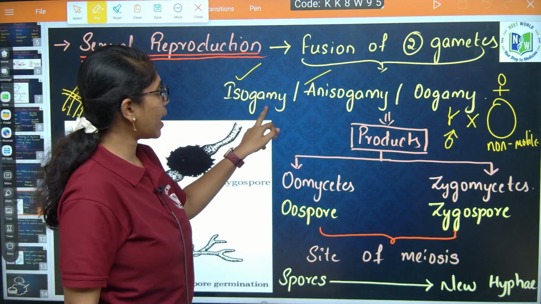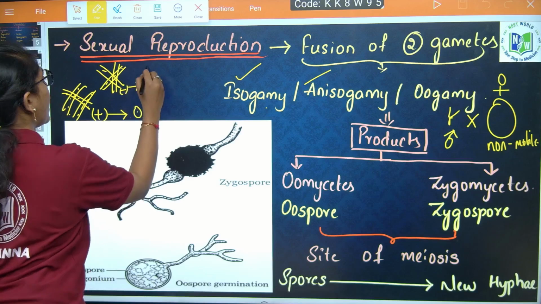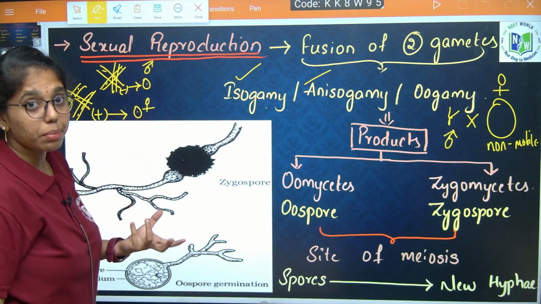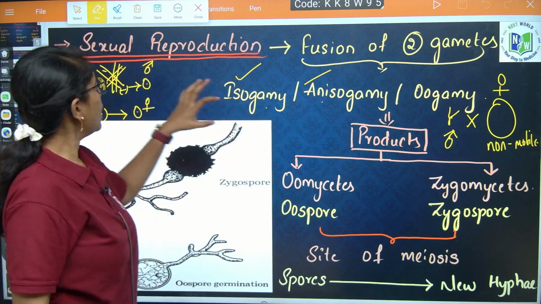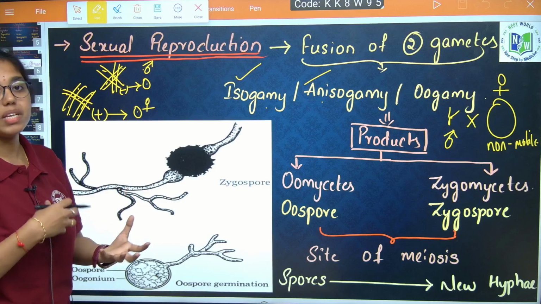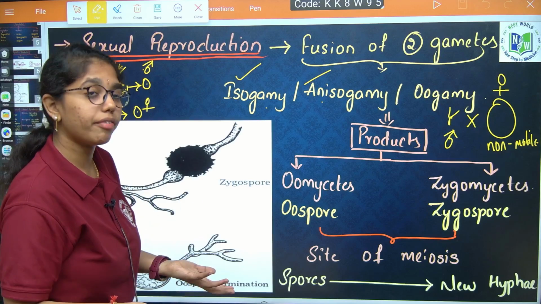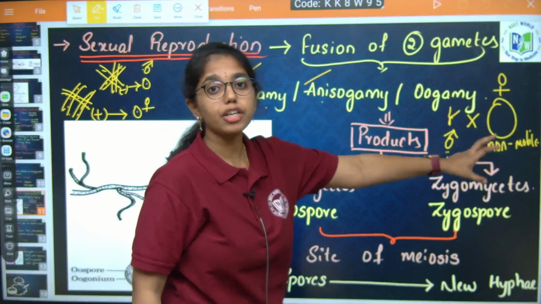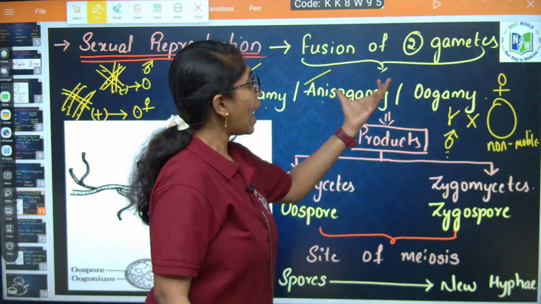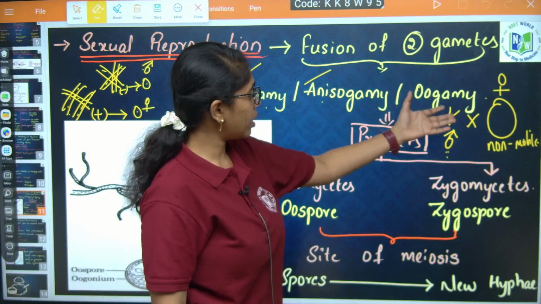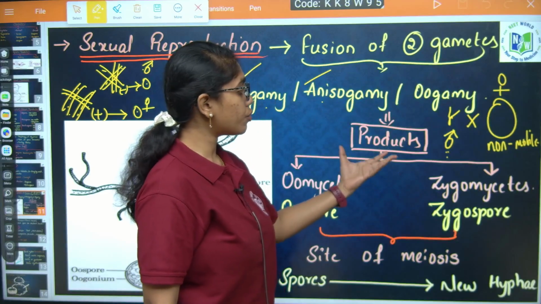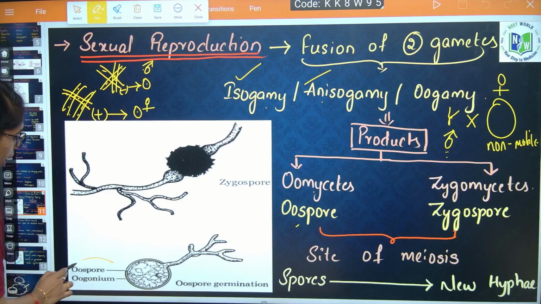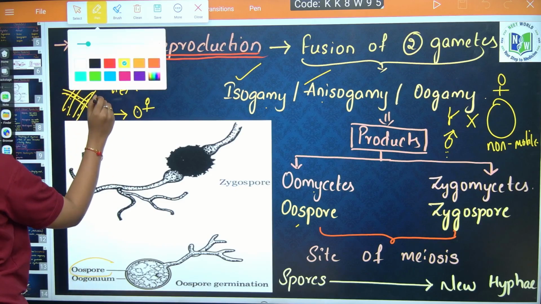One is isogamy, where male and female gametes are structurally and physiologically similar. Or anisogamy, where male and female gametes may be structurally or physiologically different. Oogamy, where a motile male gamete fuses with a large non-motile female gamete. After any of these types of fusion, the product formed under Oomycetes is the oospore.